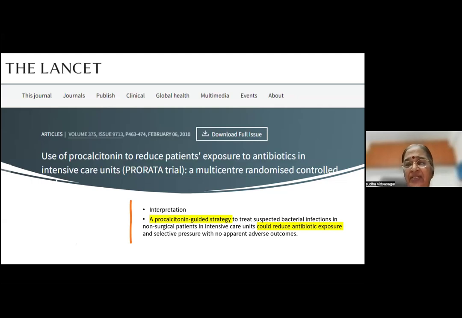This again is a study which showed that the procalcitonin-guided strategy was able to bring down the exposure to antibiotics without adverse events. What I'm saying is that the patient did not become sicker just because you brought down the antibiotic when you were guided by the procalcitonin. So you have a good biomarker which is telling you when to come out of an antibiotic.